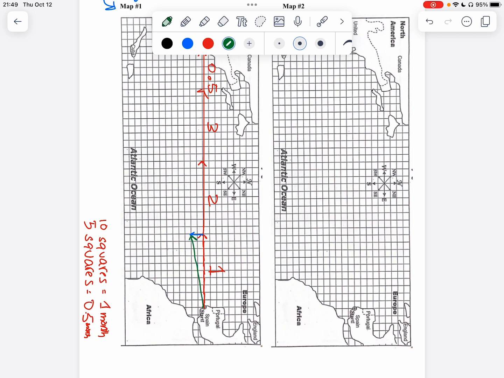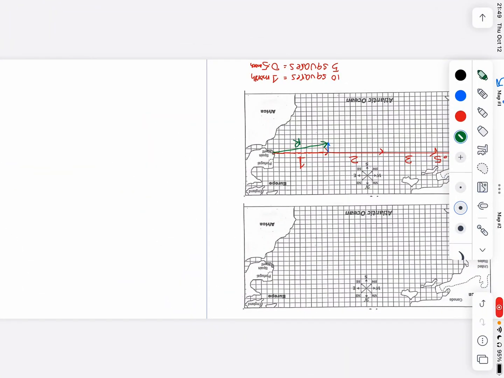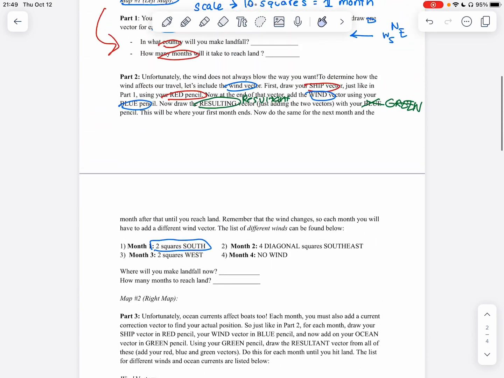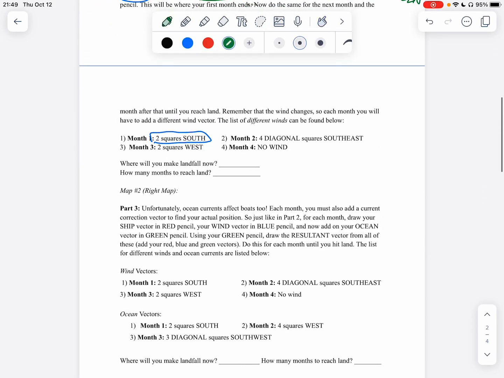So you may want to use a straight edge ruler or some sort of straight edge object. Anyway, now we're going to go back up. We have to draw another ship vector, and then the second month is 4 diagonal squares southeast.